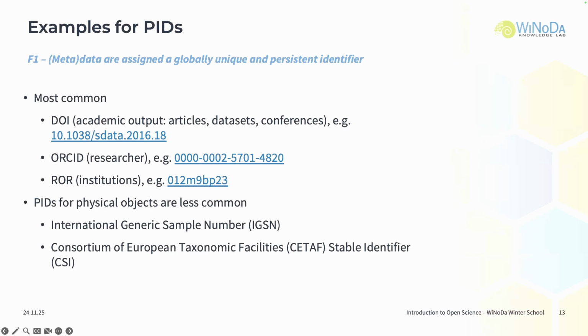And in the context of WiNoDa, it's interesting that there's also a couple of PIDs for physical objects. They aren't used as widely yet as the other ones. However, they are interesting because equally they can be used to unambiguously refer to and find a specific object in a collection, for example, and also to differentiate it from another object, which is maybe similar, but it's not this object. This unambiguous reference is also provided by PIDs.